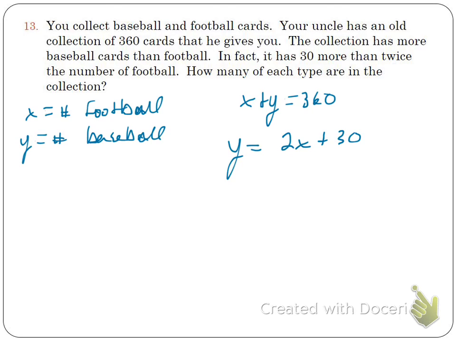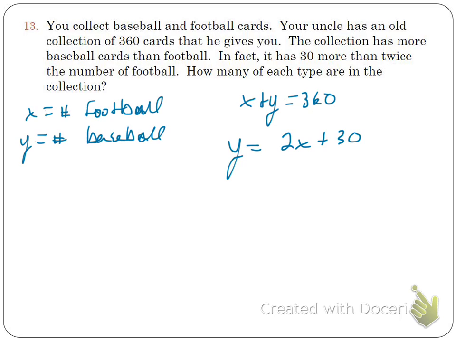Okay, so did you define your variables this way and get equations like this? So I'll let x be the number of football cards and y be the number of baseball cards. If you flipped the definition of your variables, which is perfectly fine, then your equations might be a little bit opposite of mine, but I know that if I count the number of football cards and the number of baseball cards and add those two together, I should get 360. That's how many cards he has total.